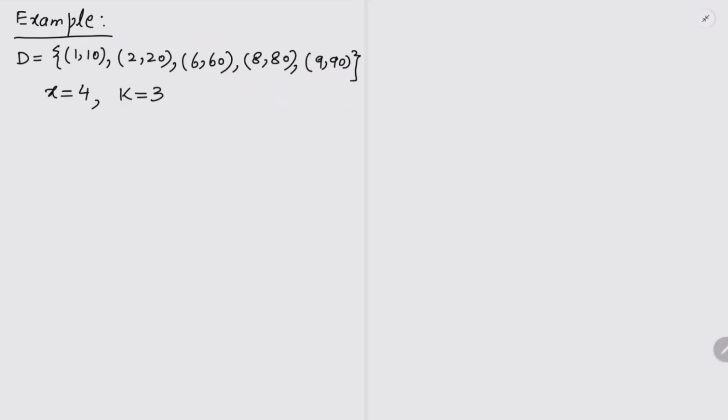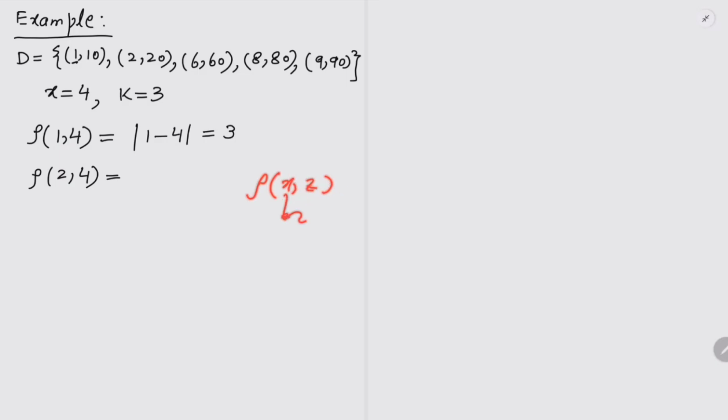First of all, we need to find all the distances. The distance between 1, which is given over here, and 4: this is 1 minus 4, which is equal to 3. Similarly, we find all the other distances with 4. You can see that when we use the definition, there was x and z.